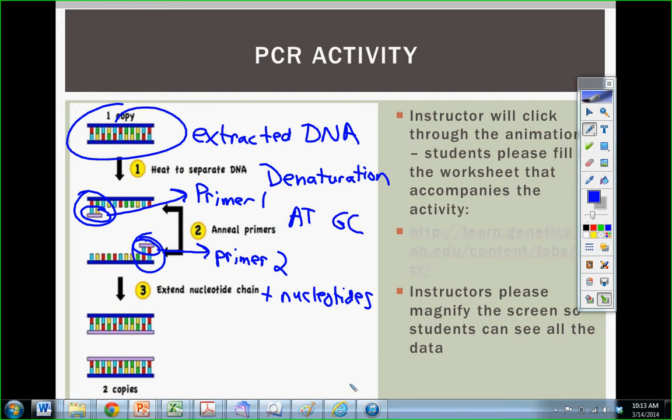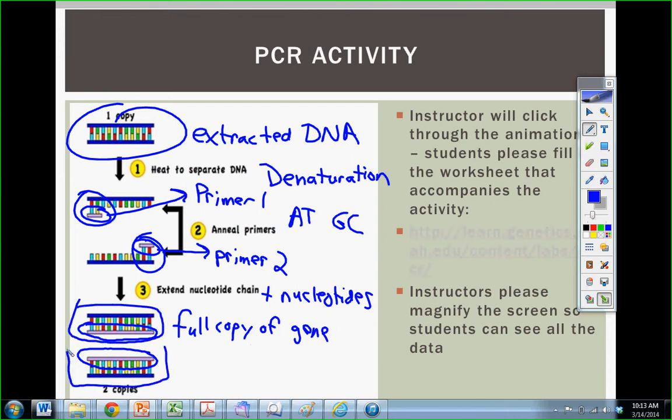All right, now, here we go. What is this right here? And this one right here? It's not the primers anymore. Now we have a full copy of our new genes. Full copy of the gene. So this is the new gene. This is copy 1. This is copy 2. All we did at this point was extend the nucleotide chain using DNA polymerase.